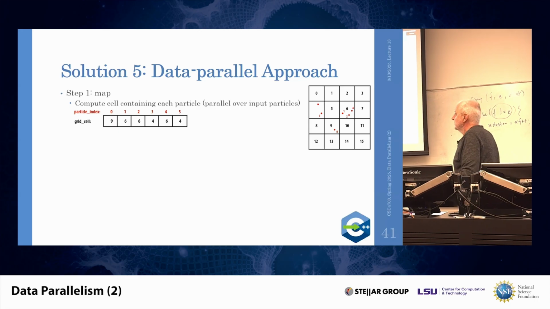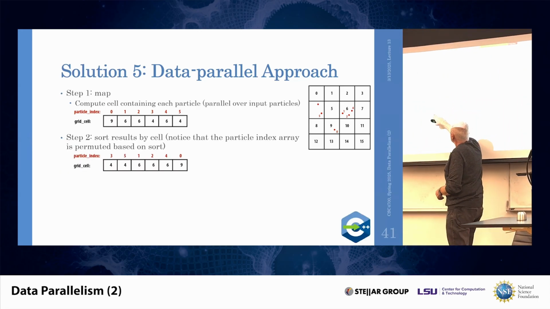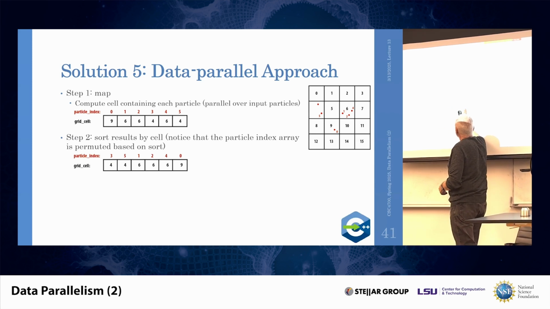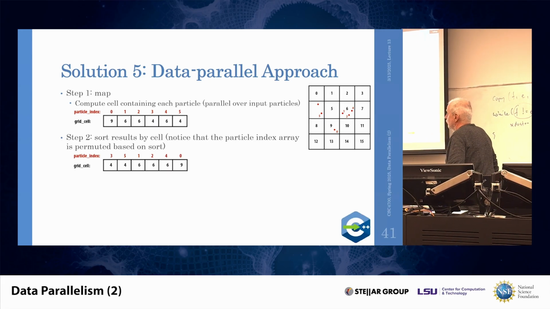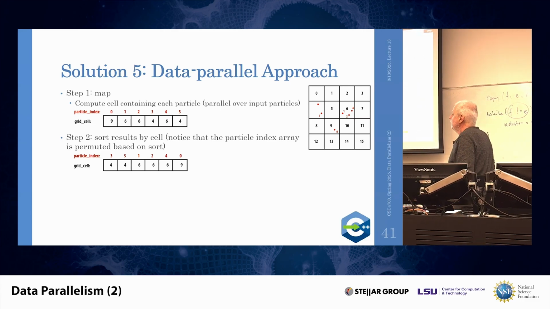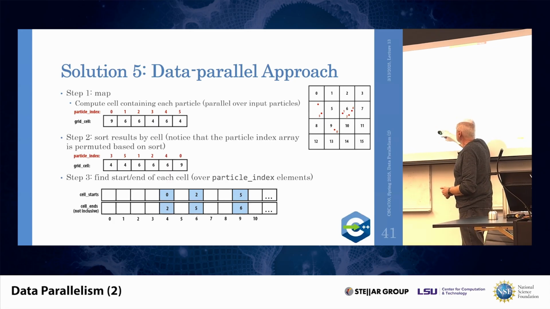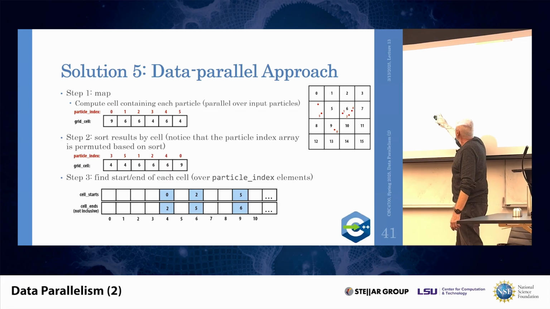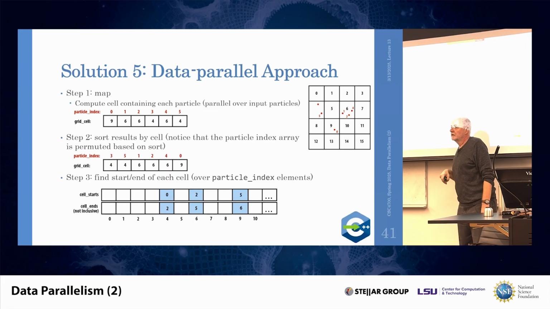Then you sort the results by the cell. Again, it's a zip sort, which sorts over the cells, right? So it puts together the cells that belong to the same index, and it corrects the particle index, obviously, because you sort over the zip. And then you use that information to build the start and end indices for the particular cells. Right? This starts at 0, that one starts at 2, that one starts at 5, and has one element.